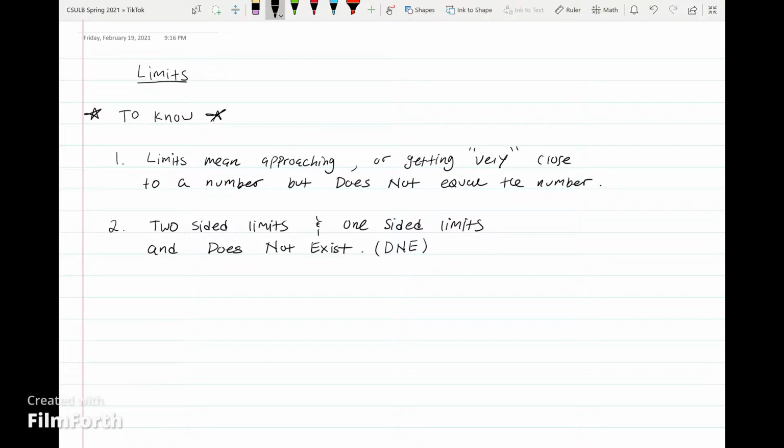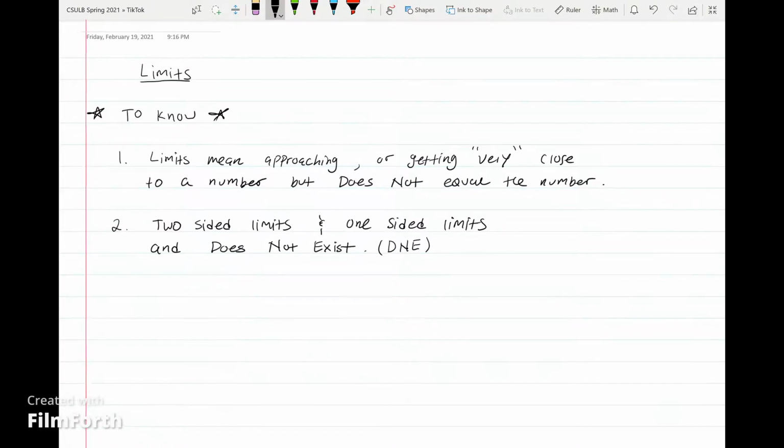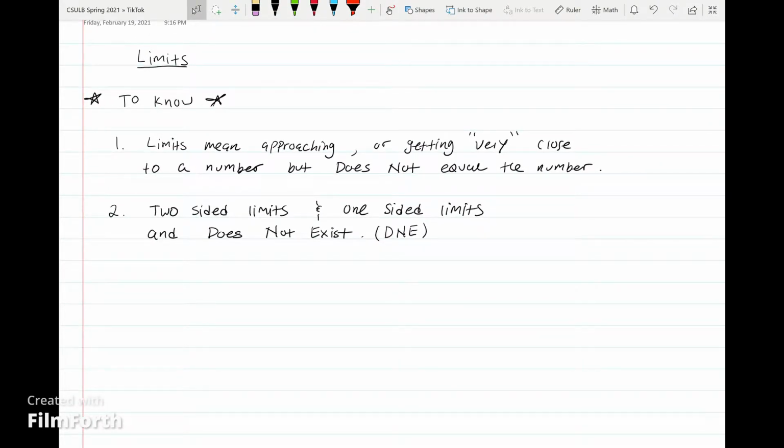of limits and the more difficult definitions for limits. Okay. So, but before we start, I just want to say two things, and these are very important to know. First, limits mean approaching or getting very close to a number, okay? But it does not equal the number, okay? So that's very important. So with limits, it never equals the number. Even though you'll see an equal sign, it does not equal the number. It just means getting very close to the number, okay?